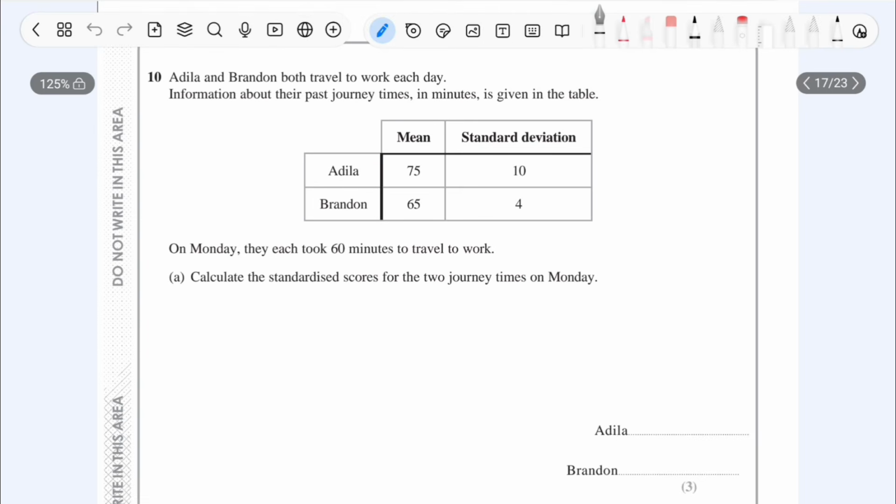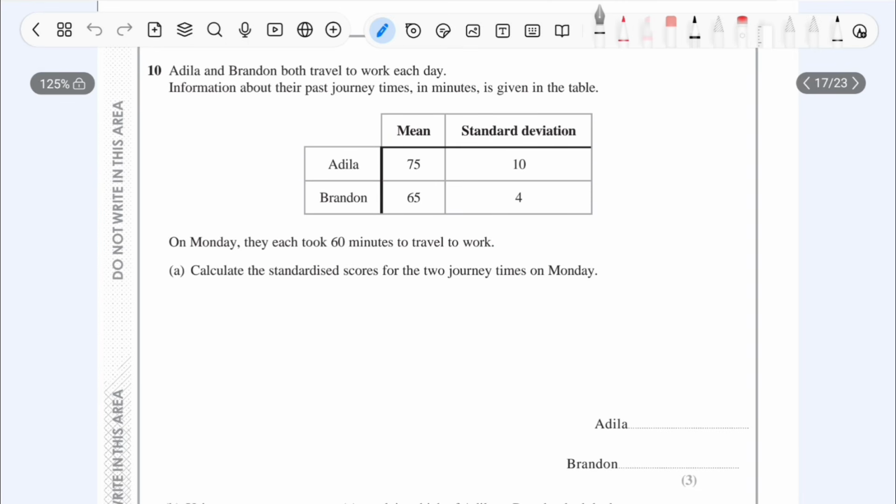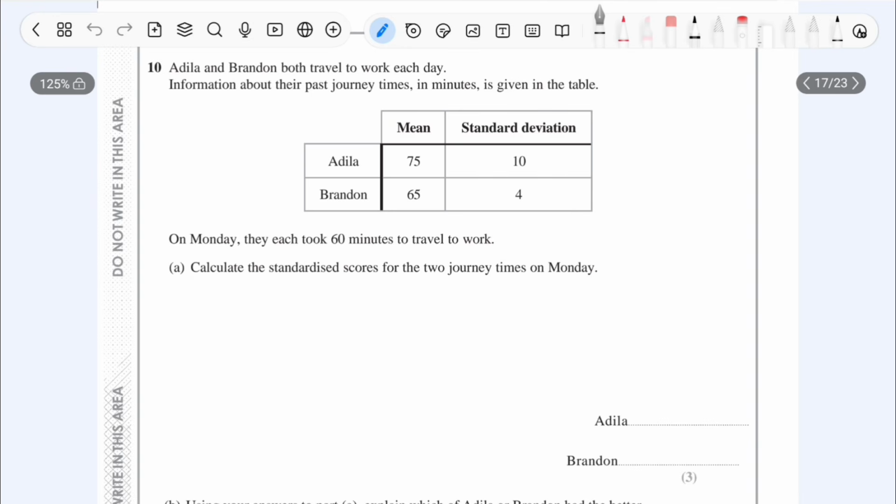So back to the question. We're given 2 people, their mean time and their standard deviations for their previous journeys, and we need to calculate the standardized scores. I say just move straight to the formula because it will help you understand what the standardized score actually is.